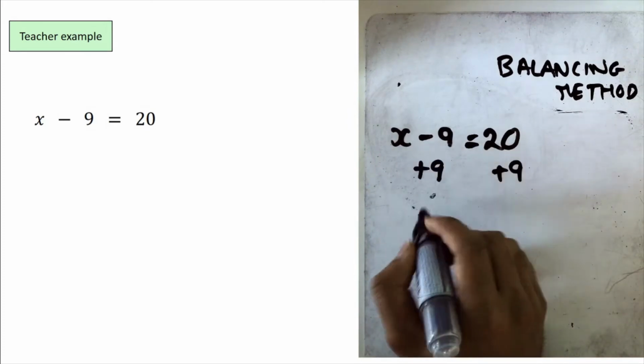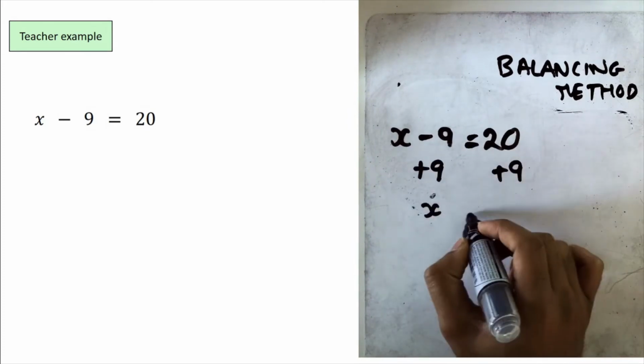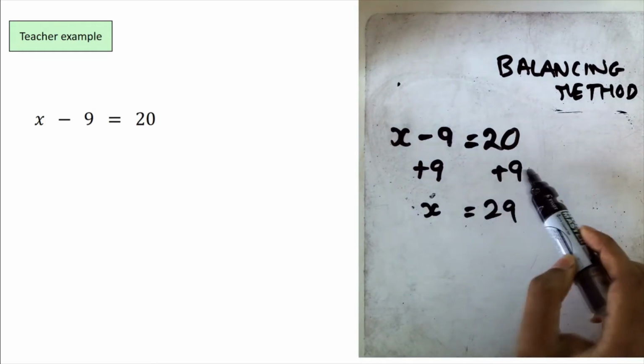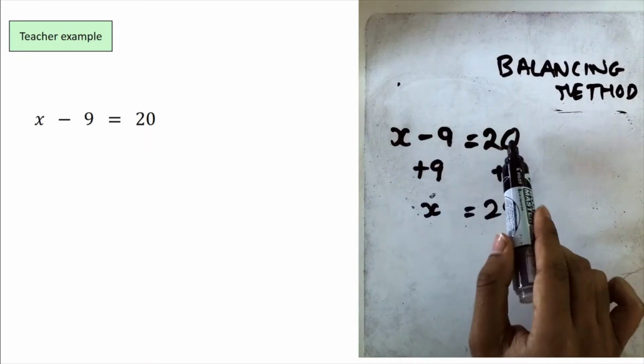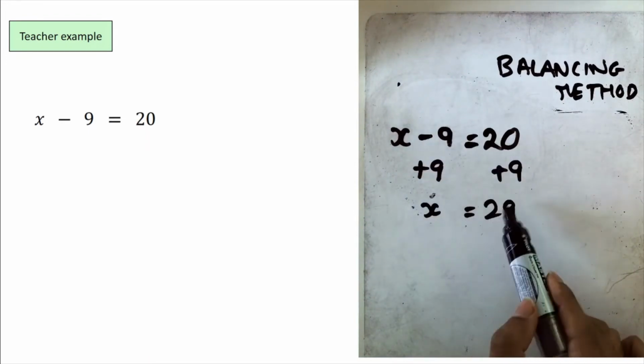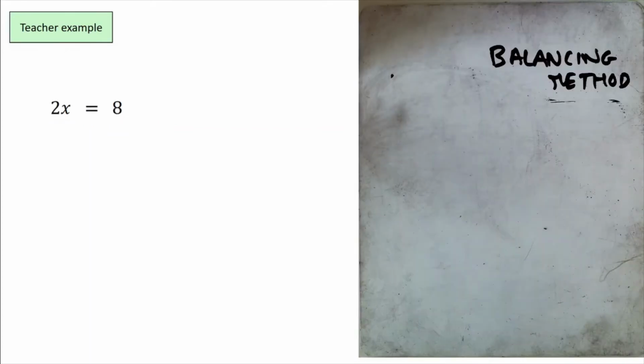So x take away 9 add 9 is x, 20 add 9 is 29. It's just one step because we've literally done one step. If you have x take away 9 is equal to 20, add 9 on both sides and you'll get left with just x is equal to 29. Right, let's look at another example.